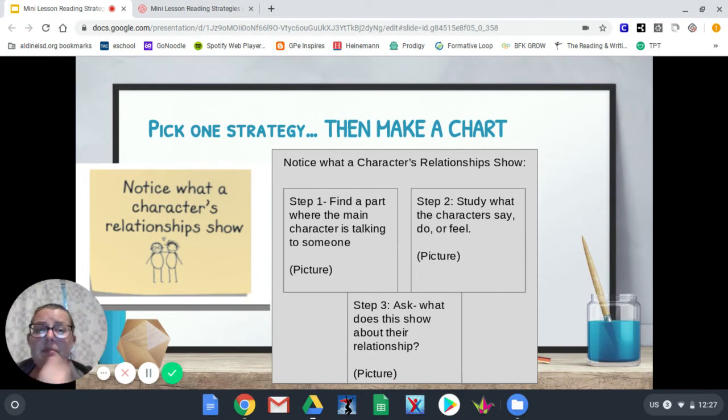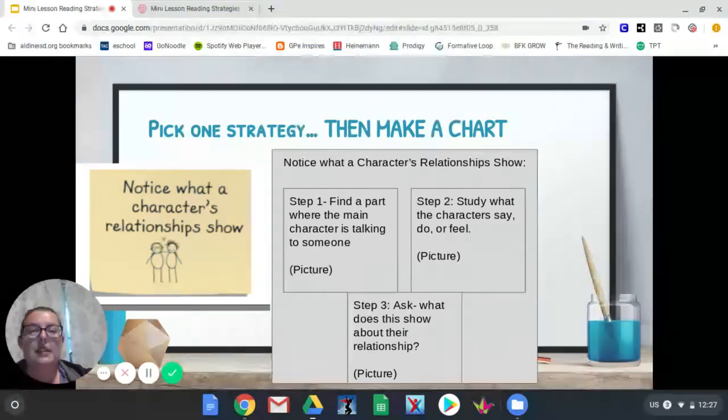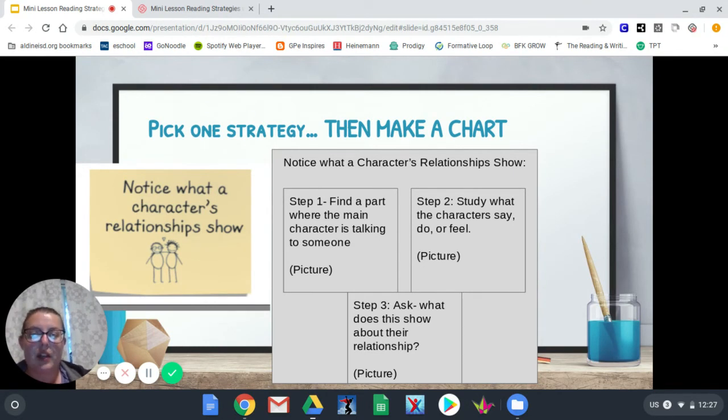So in Judy Moody, Stink is her younger brother, and Stink and her have a different relationship. So I might find a part in the book where Stink and Judy are together, and I might study, like step 2, what the characters say, do, or feel when they're talking to each other. You know, like Judy's always picking on Stink, and Stink is always bothering Judy. That's important to know. So I might draw a picture of them bothering each other, maybe some stick figures slapping each other. That'd be kind of fun.